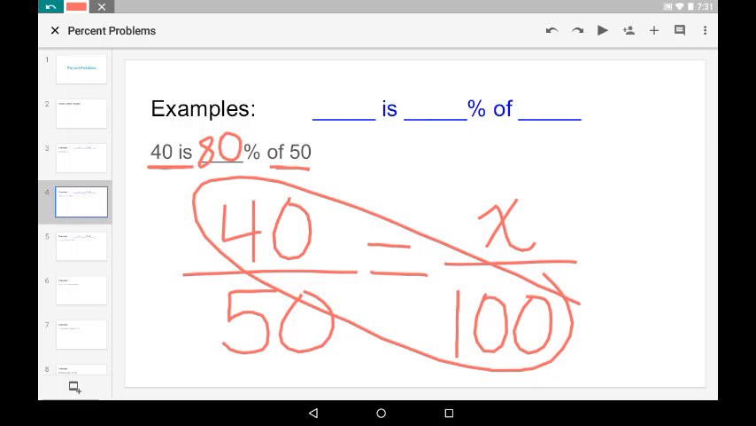How do we check by cross multiplying? You go 40 times 100 is 400. 50 times 80, because 80 will be here where the X is, also 400. So they're both the same, which means we have the correct answer.